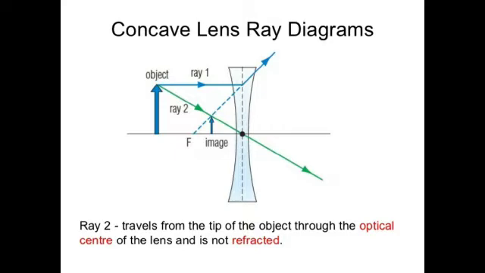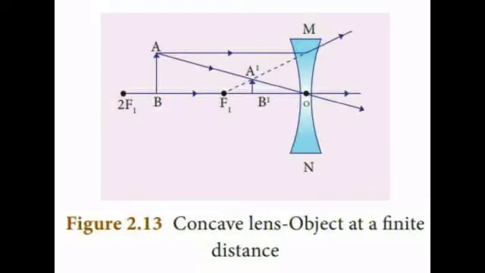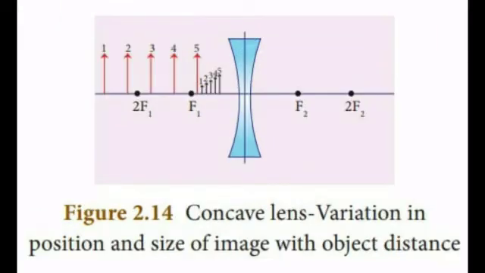Now we go on to an object anywhere on the principal axis at a finite distance. When an object is placed at a finite distance from the lens, a virtual image is formed between the optical center and focus of the concave lens. The size of the image is smaller than that of the object.